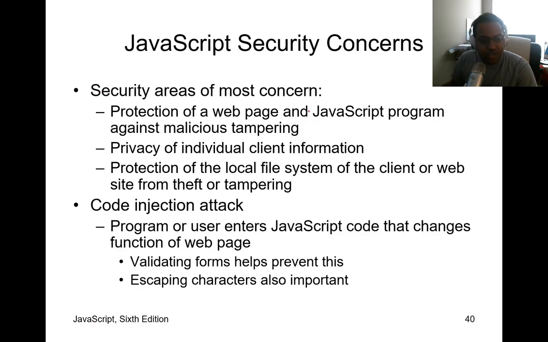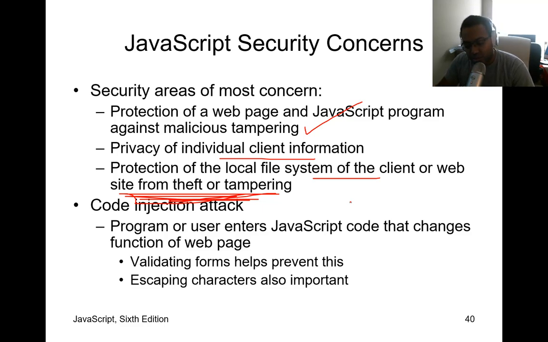So, security areas of concern are protection of the web page and JavaScript program against malicious tampering. Of course, because it's in the browser, it is susceptible to a lot of attacks. Privacy of individual client information, we talked about PII. Protection of the local file system of the client. Well, okay, and this is something that is true but not true. JavaScript can access the local file system, but it cannot manipulate local file objects at the WMI level.